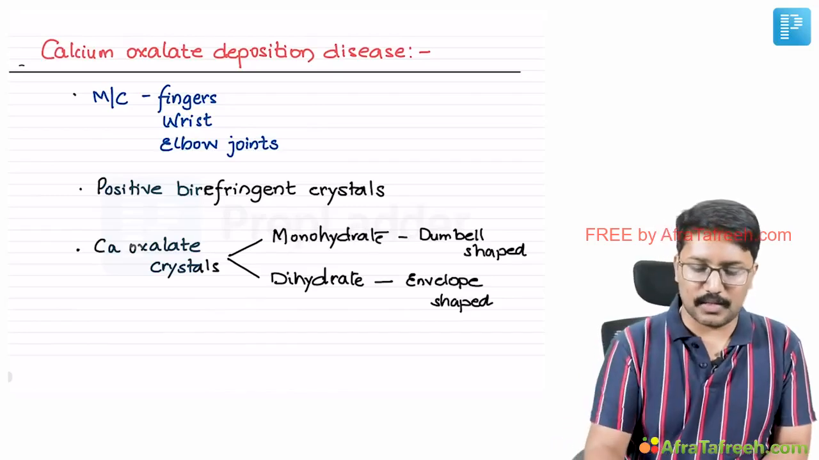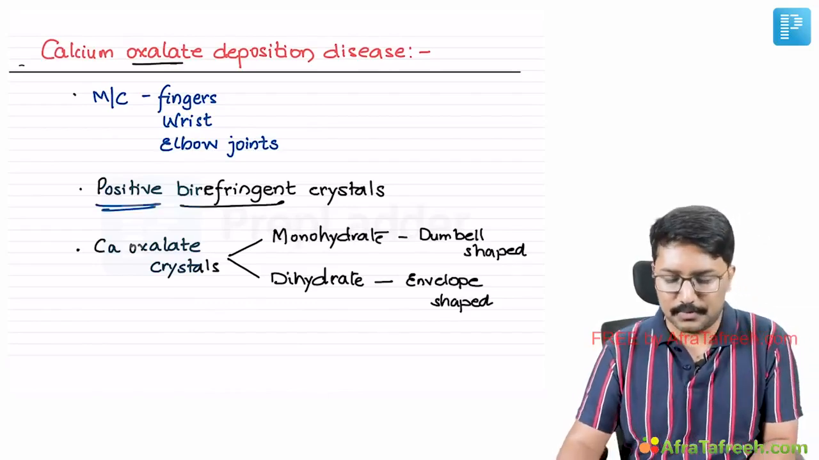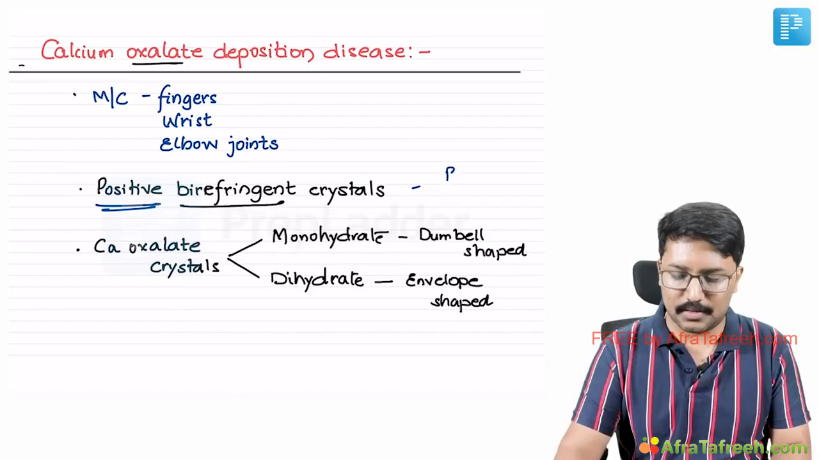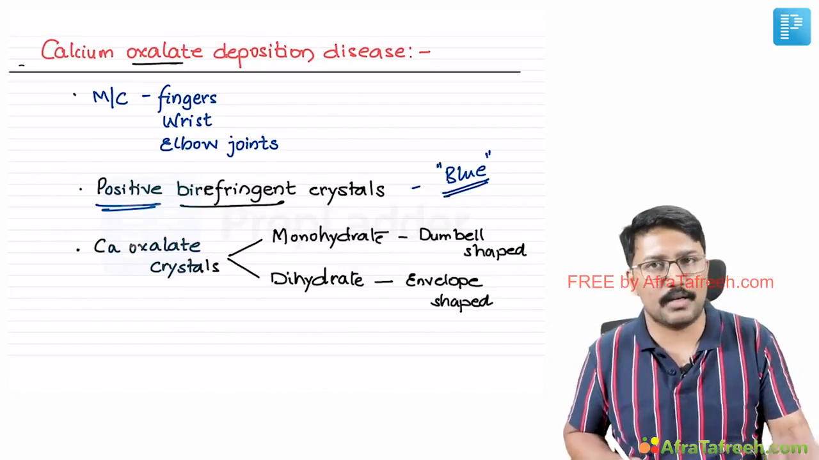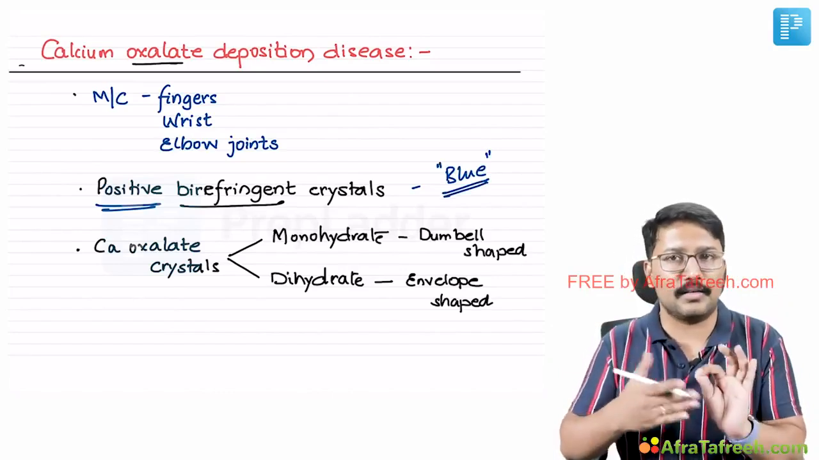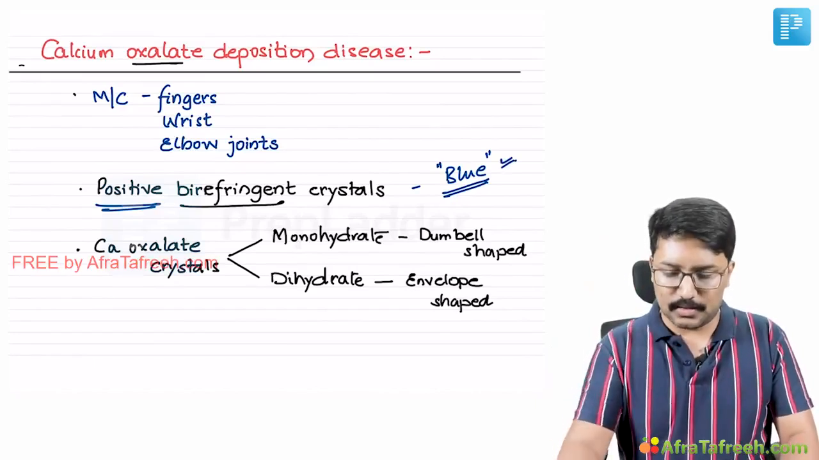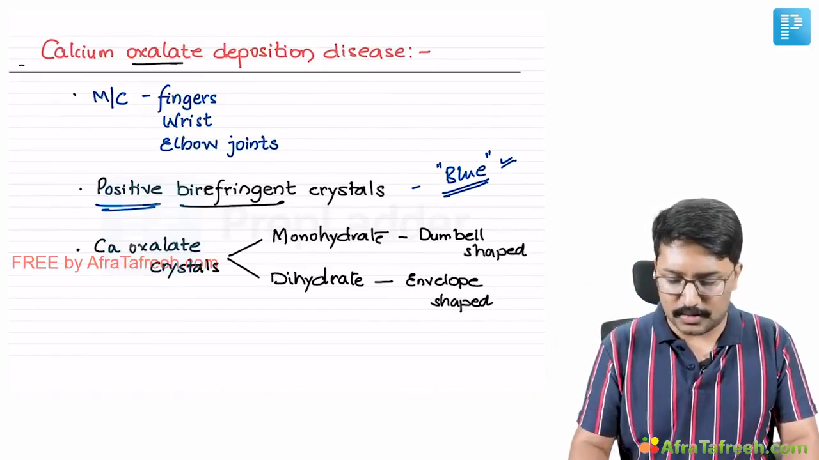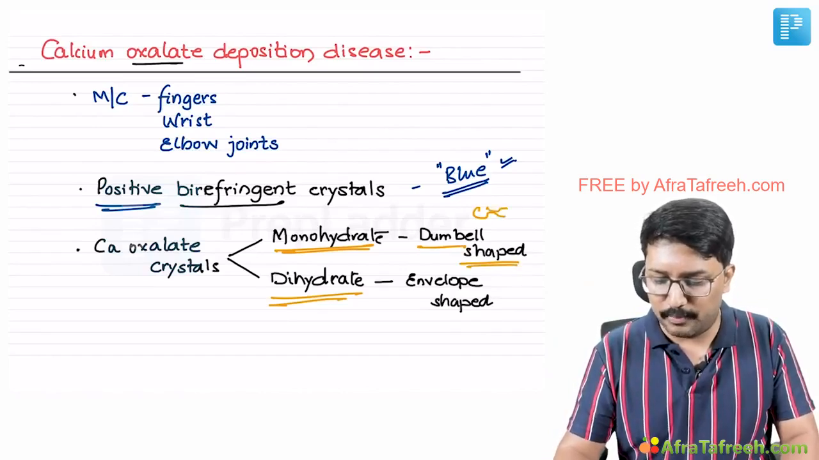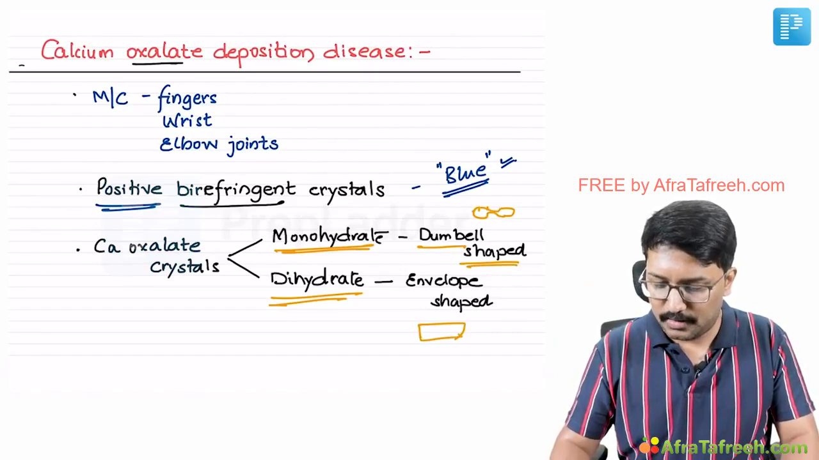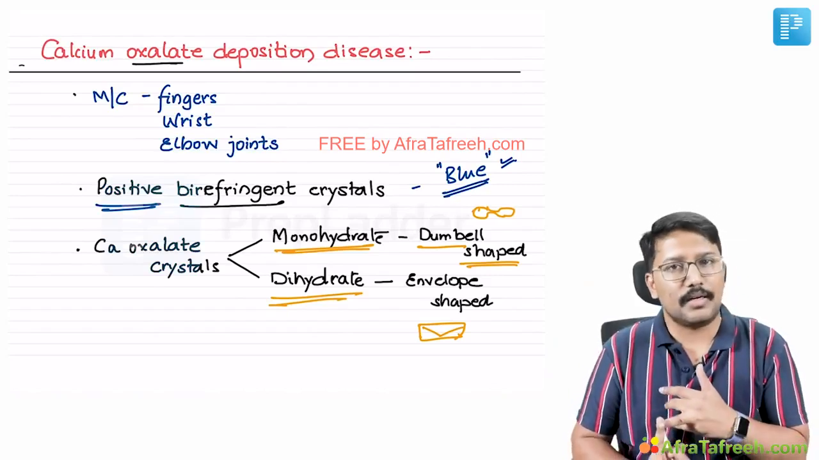But the calcium oxalate crystals are birefringent. They are strongly positively birefringent, so the crystals will appear blue when placed parallel to the analyzer, where the light is hitting at 90 degrees and the analyzer is parallel to the crystal. The shape depends on whether the crystals are monohydrate or dihydrate oxalate crystals. Monohydrate crystals will be dumbbell shaped, and dihydrate crystals will be envelope shaped.